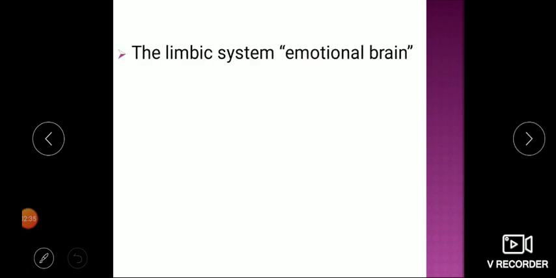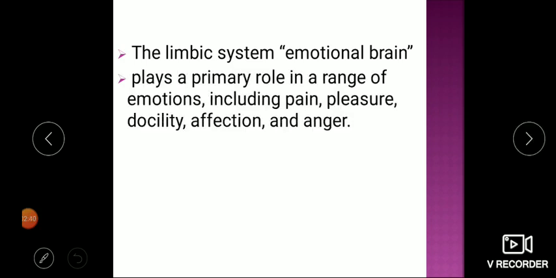The limbic system, also called the emotional brain, plays a primary role in a range of emotions including pain, pleasure, docility, affection and anger. Whenever a sensory stimulus comes to a human being, it is always attached with some emotions which are either positive or negative. We may get pleasure because of that sensation, or we may get disturbed by it. Either of those emotional aspects is taken care of by the limbic system.